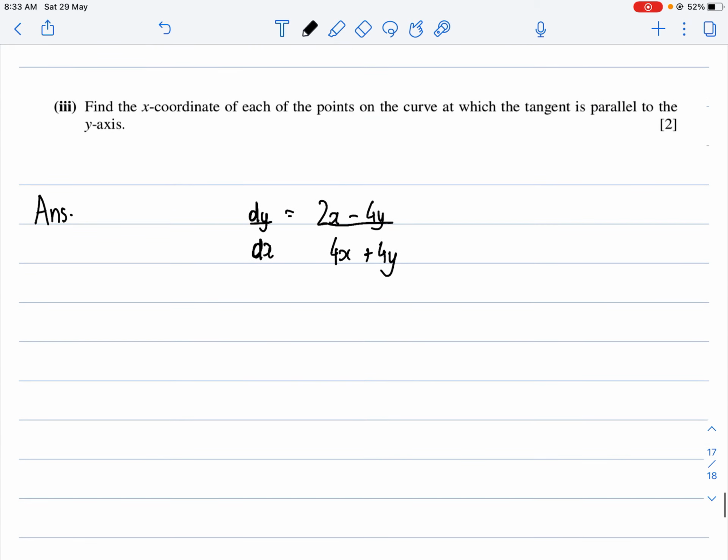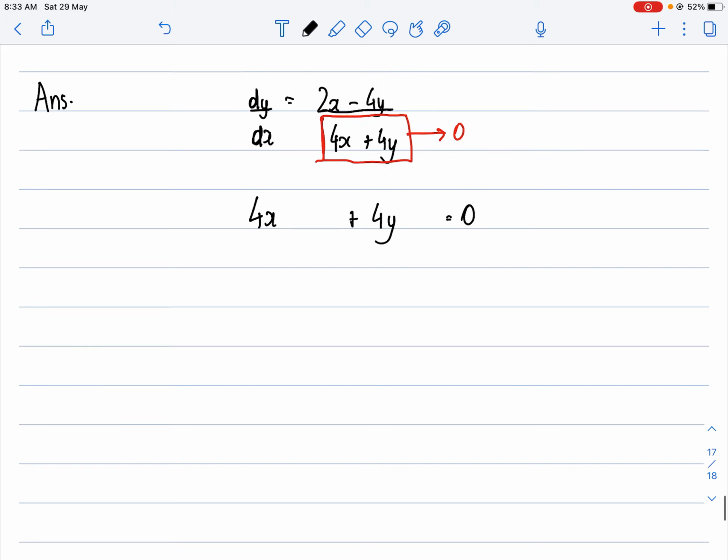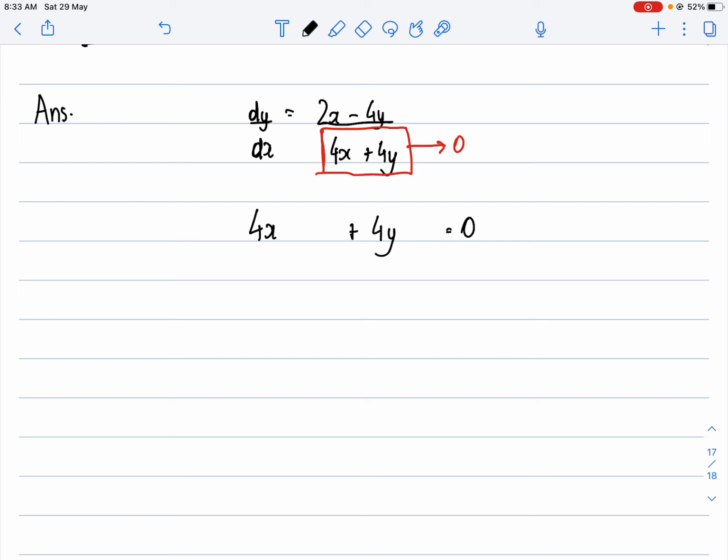Yeah. Whenever we need to find the x coordinate when the tangent is parallel to the y-axis, whenever the y-axis comes, you need to know a thumb rule. We need to equate the denominator to 0. This is a thumb rule you need to know. So I can write this as 4x plus 4y equals 0. Got it? So now I can write this as 4x equals minus 4y.